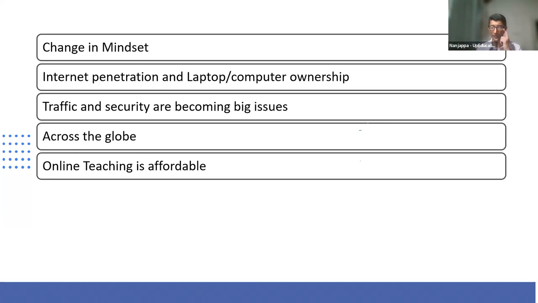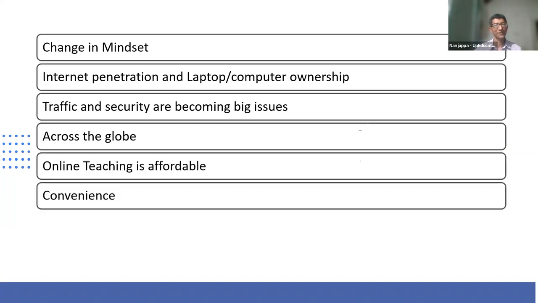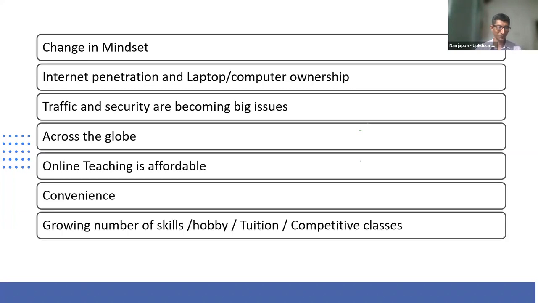Previously, when you used to take classes, it was limited to the area that you were staying, or maybe a radius of 15, 20 kilometers. But now you can get students from across the globe. Online teaching has become affordable. Yes. The convenience for the teacher, for the students.